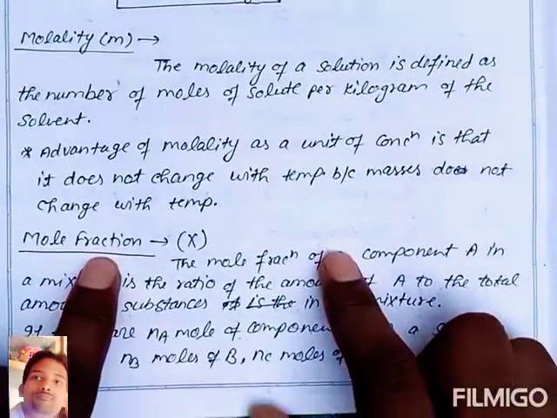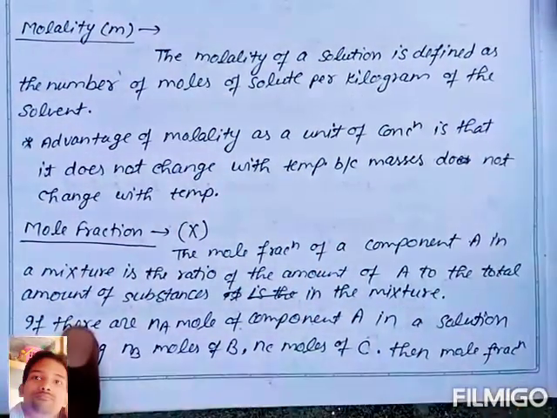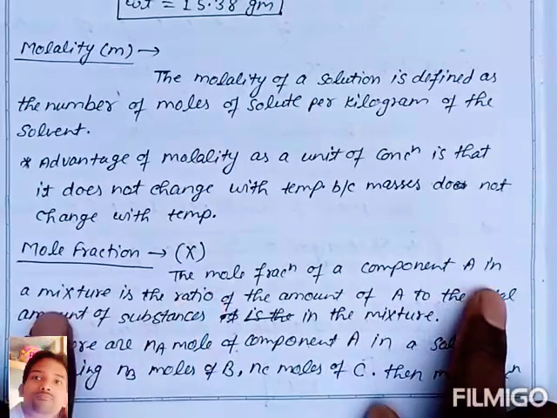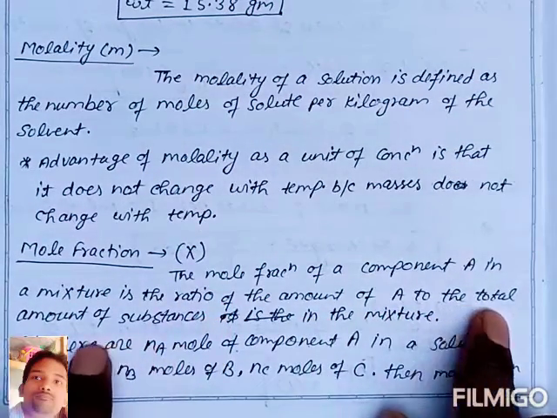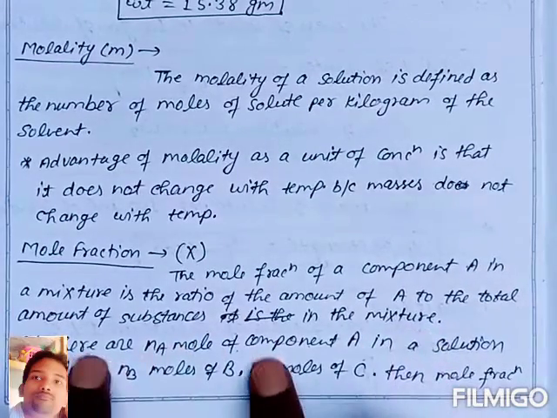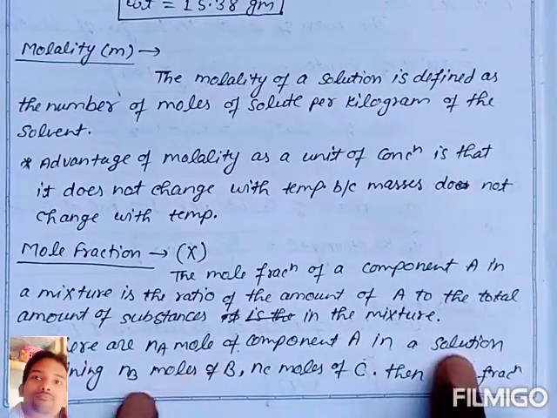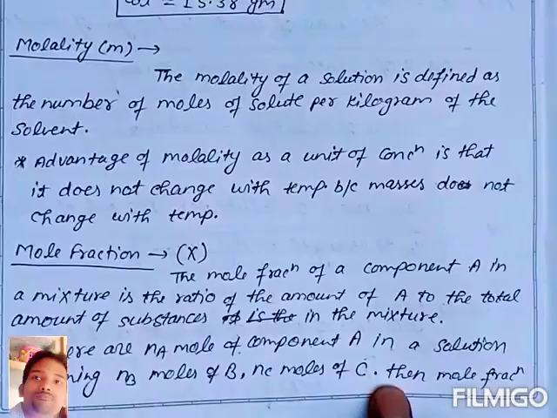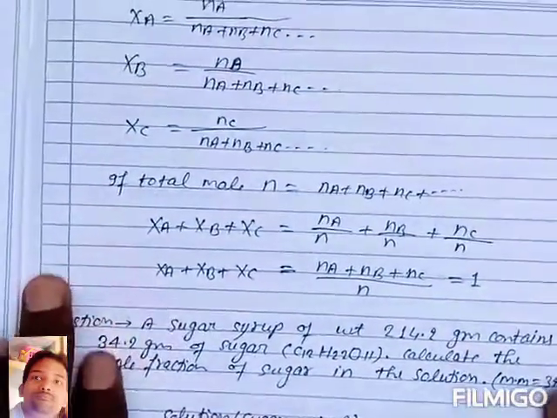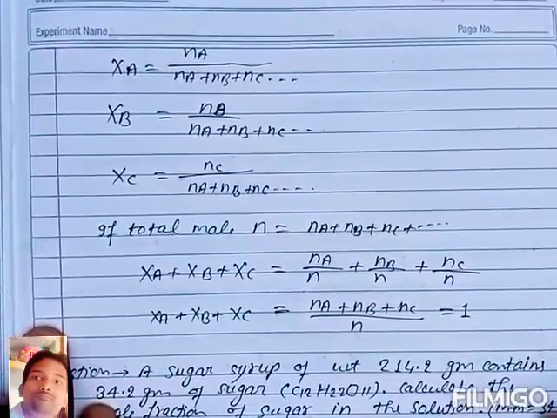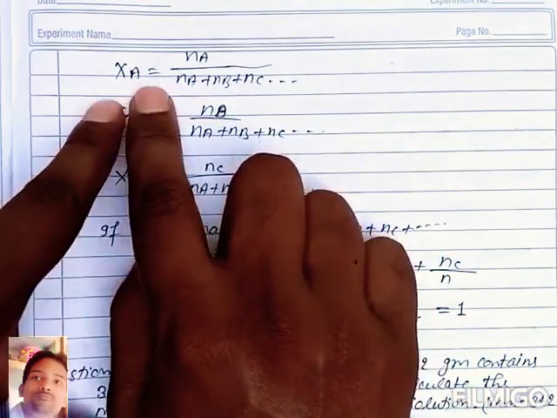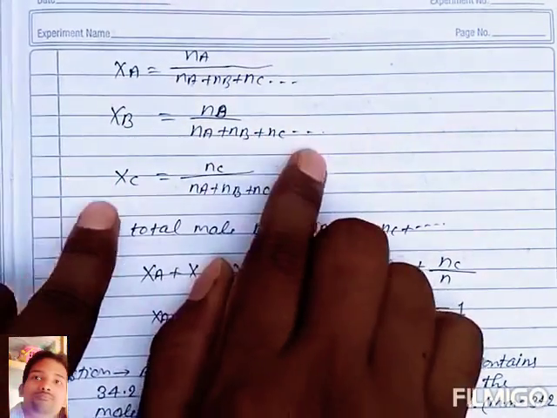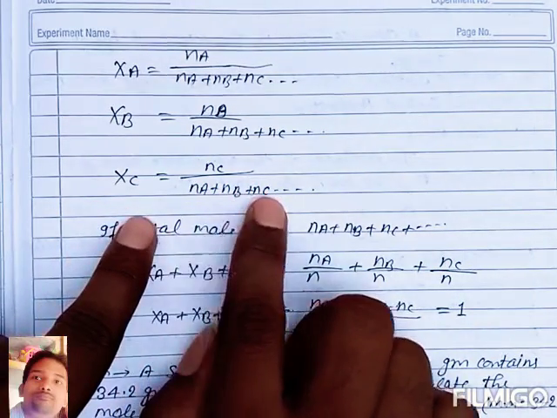Now the next one is the mole fraction. Mole fraction is taken for a component divided by the whole. For example, the mole fraction of a component A in a mixture is the ratio of the amount of A to the total amount of the substances in the mixture. If there are Na moles of component A in a solution containing Nb moles of B and Nc moles of C, then the mole fraction of A, XA, is equal to Na by Na plus Nb plus Nc. XB is equal to Nb by Na plus Nb plus Nc. XC is equal to Nc by Na plus Nb plus Nc.